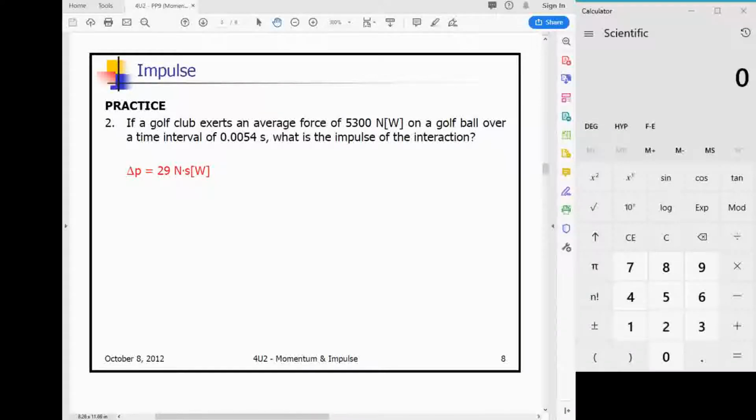So this question here says a golf club exerts a force of 5,300 newtons in the west direction on a golf ball. And it exerts this force over a time interval of 0.0054 seconds. So what's the impulse of this interaction? So we multiply the 5,300 times 0.0054 seconds. We get 28.62. Rounding for significant figures, we end up with 29 Newton seconds, and it's in the west direction.